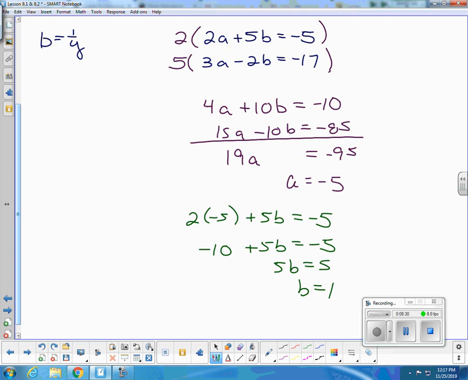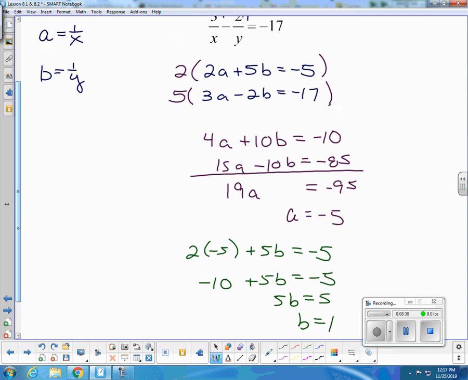We still don't know what x and y are, yes? So we're going to go back up, and we're going to say a equals 1 over x. So if I just write the reciprocal of both sides, I get x equals negative 1/5. And b, which was 1, equals 1 over y. Again, I'm going to write the reciprocal of both sides, and y equals 1. So you solve something that's nonlinear with a linear system. Okay?